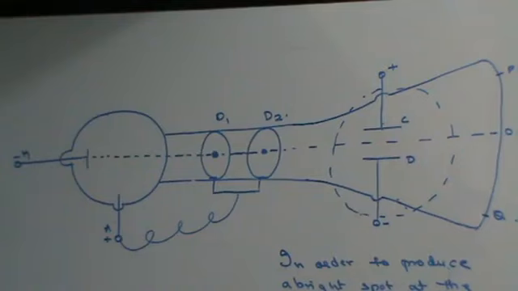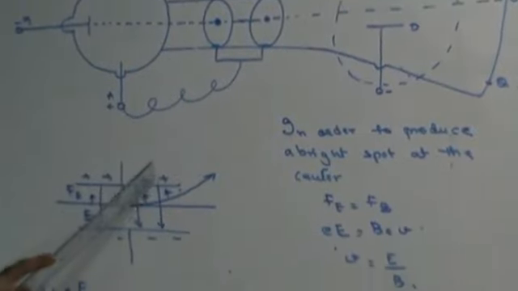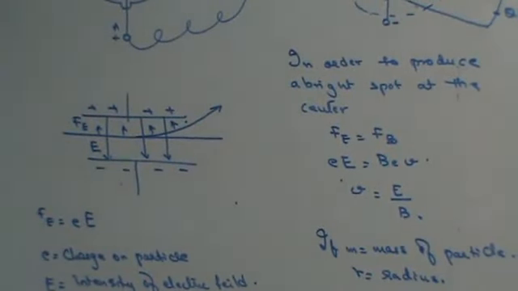Thus, an electric field is produced which is directed vertically downwards.